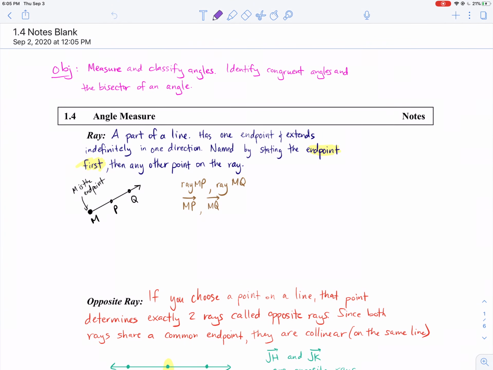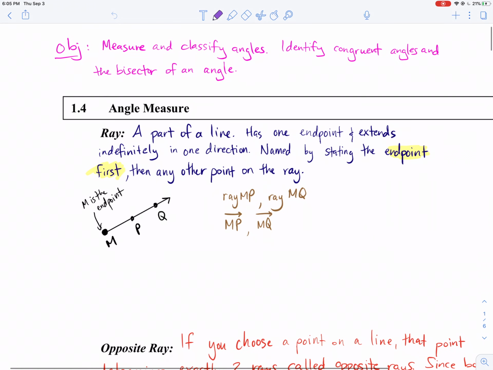All right, Colts, so there's 1.4 notes. We're going to be talking about angle measure, and our objective is going to be to measure and classify angles, identify congruent angles, and the bisector of an angle.